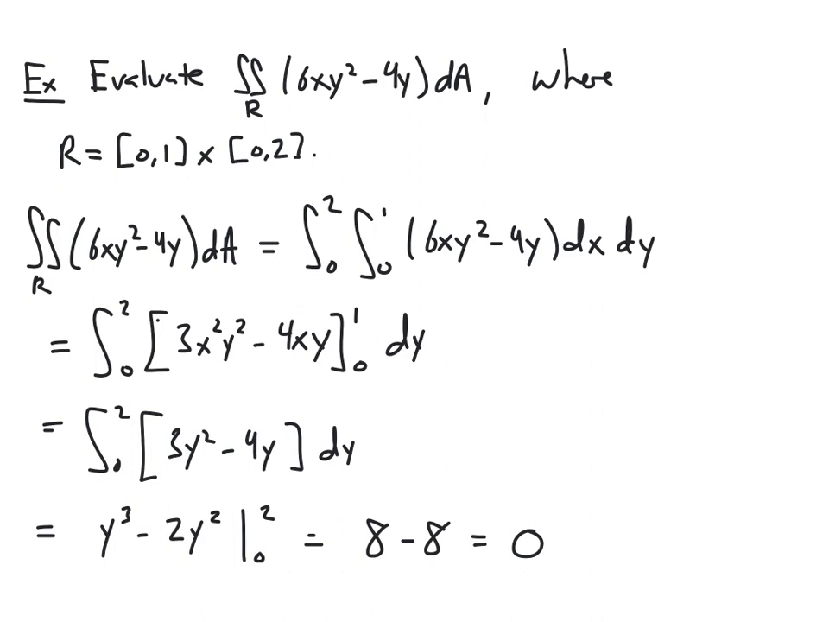And so what this tells us is that if we look at this particular function, 6xy squared minus 4y, over the rectangle R, there is some volume that lies above the xy plane, and there's some volume that lies under the xy plane, and that the amount that lies above the xy plane is exactly equal to the amount that lies below. Right? Now again, if you want to go back and compute this iterated integral in the other direction, I encourage you to do so, and you should also get 0 as the final value.